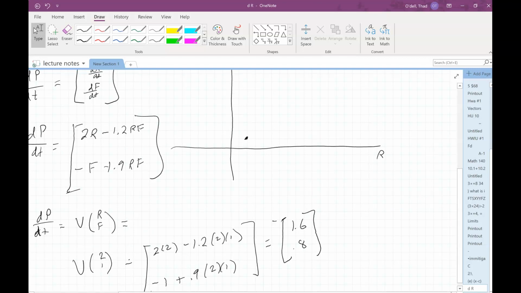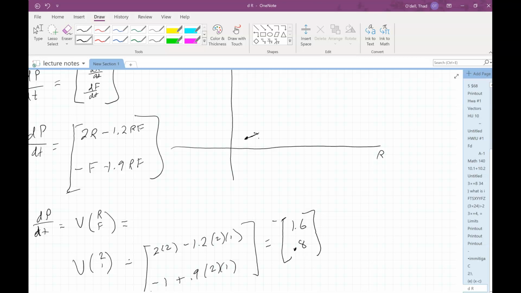So we could go up here and we could draw a vector. Looks like it's going in the rabbit direction, 1.6, so that'd be 1.6-ish. And we're going in the fox direction, 0.8-ish, so that'd be right about there. So that vector is going to be like that. So that is the direction, that gives us a kind of a directional idea of what's happening.